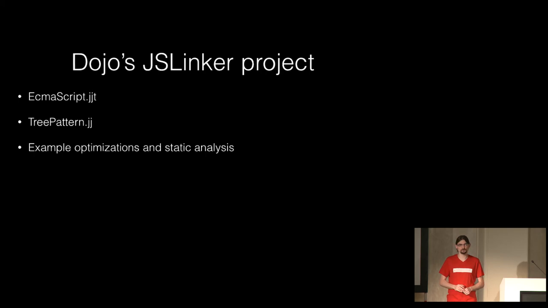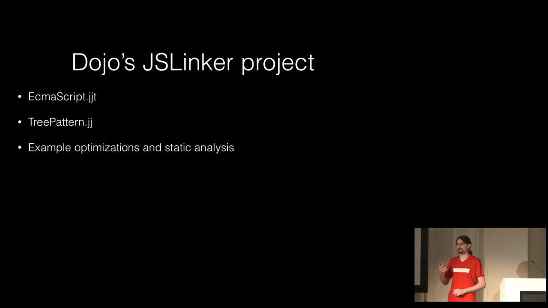But I didn't find that it moved terribly quickly. But when they did move quickly, they ended up adding some pretty cool things like Comet. So it was kind of fun at the time. I found this ECMAScript.jjt, which is basically a description of the JavaScript grammar in a format that could be machine readable, and we could generate nice Java out of it. And then they've also got this handy thing called tree pattern, and I'll talk about that in just a moment. And it came along with some, what I chose to interpret as, example optimizations and static analysis over JavaScript.